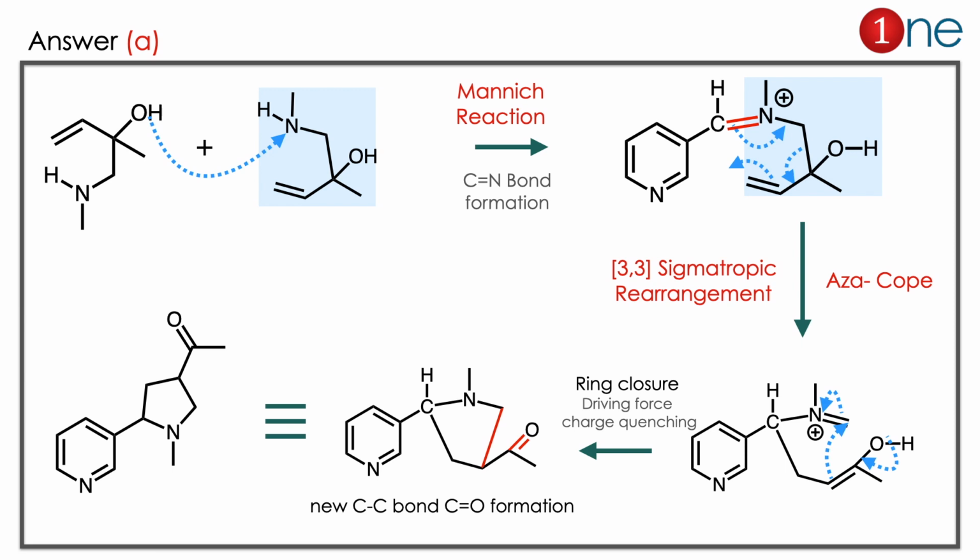Here you have to learn 2 important things. One is the Mannich reaction. In the Mannich reaction, what really happens is condensation of alcohol and amine. You get C=N. Then you have the aza-Cope rearrangement. The aza-Cope rearrangement involves nitrogen, but it is a normal 3,3 sigmatropic rearrangement.